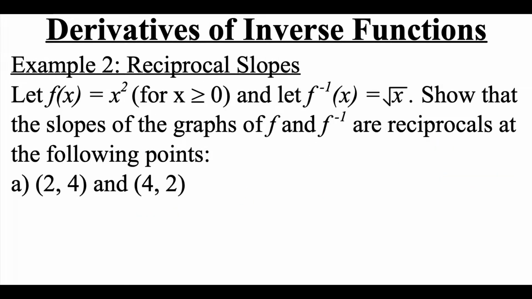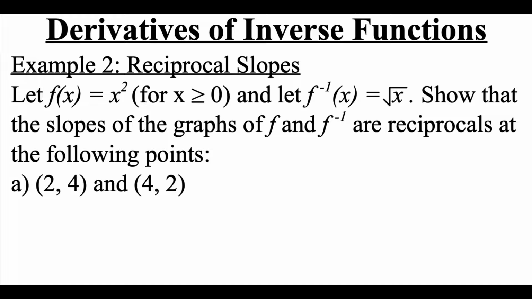So in this next example, we're going to be looking at some reciprocal slopes. We're going to let our function f of x be x squared. Now we do have to restrict down the domain to being just x values that are greater than or equal to 0, based on the horizontal line test, in order for the inverse to exist. So then the inverse of function f is going to be the square root of x.